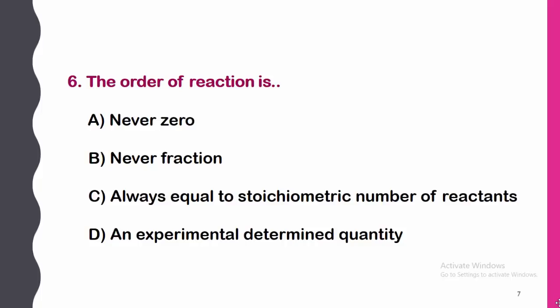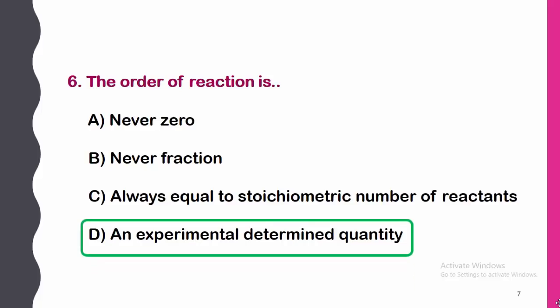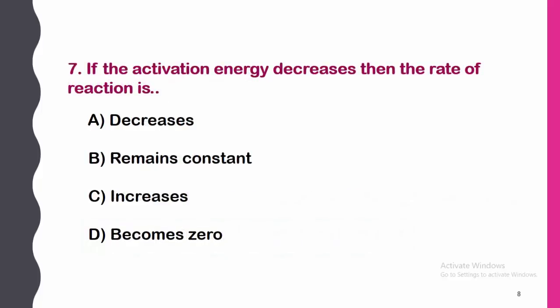So this is not the right answer. Therefore we studied that the order of a reaction is always an experimentally determined quantity. This is a very important question. The order of a reaction is always an experimentally determined quantity. Okay, let me see another question.